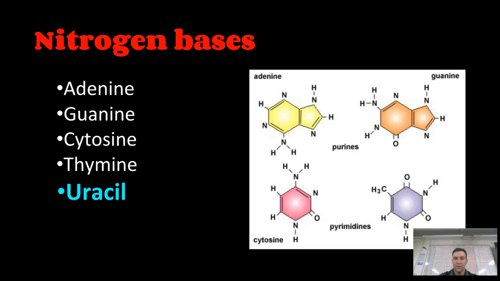Another way to describe these nitrogenous bases, you can see those structures over to the right. Guanine and adenine would be considered purines, or a double ring structure. And then the pyrimidines or single ring structures would be cytosine and thymine. Again, thymine is a pyrimidine. When it gets replaced by uracil, uracil is also a pyrimidine. So there they are right there.